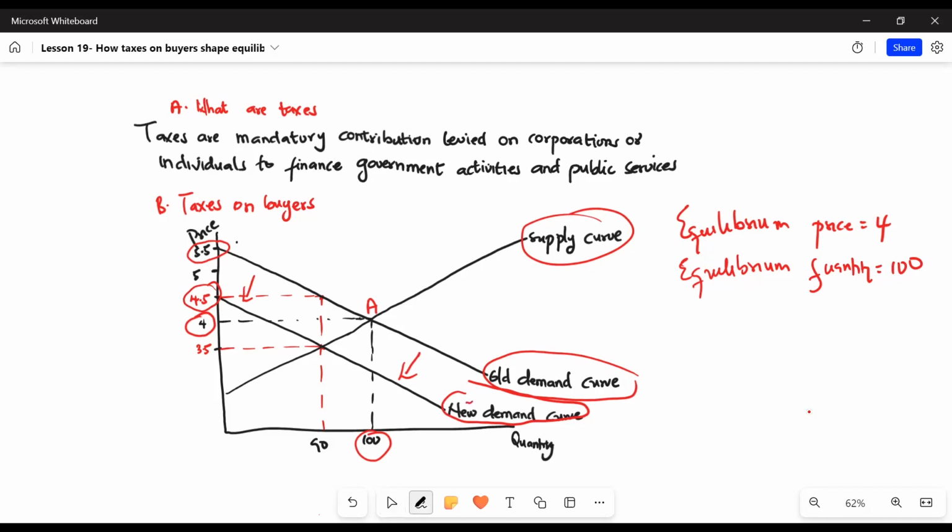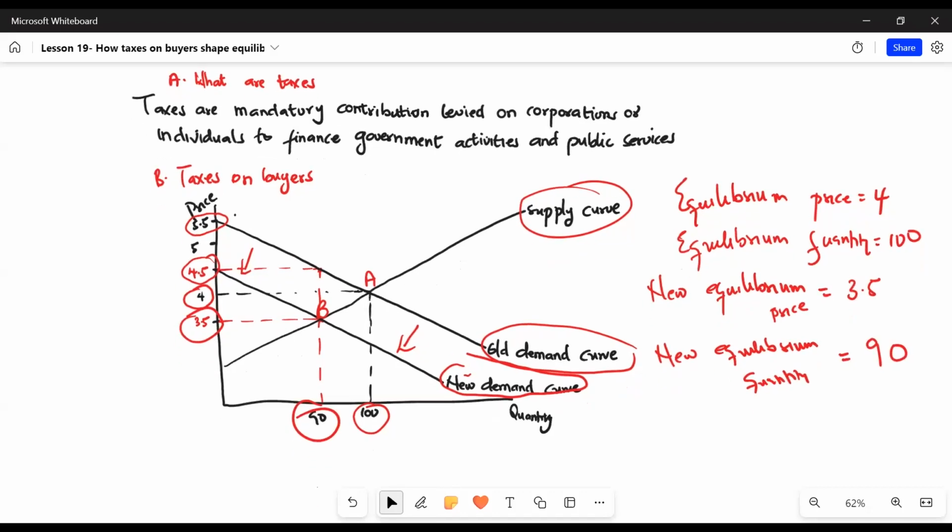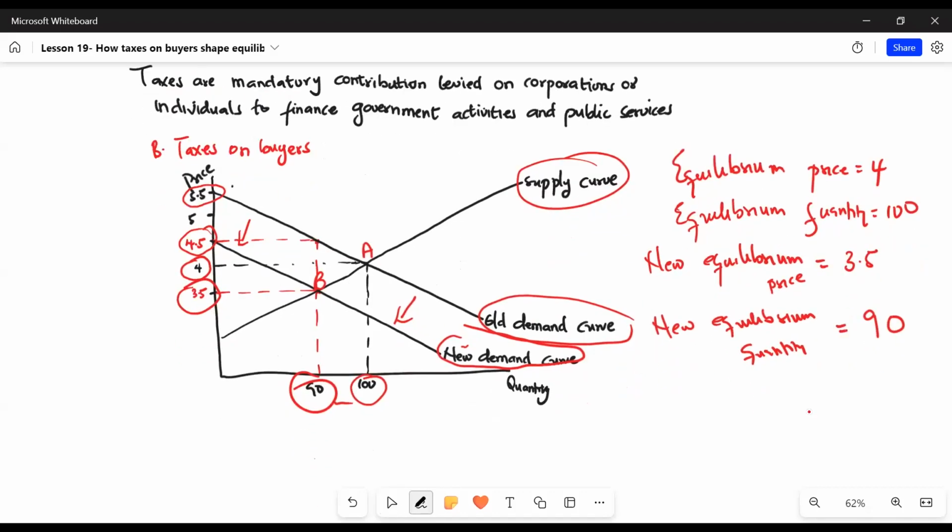Now our new demand curve intersects with the supply curve at point B. At this point, our new equilibrium price will be 3.5. And our new equilibrium quantity will be 90. So the quantity of apples bought falls from 100 to 90. Now what we have to know here is that the price buyers pay after the tax rises, and the price sellers receive after the tax also falls.